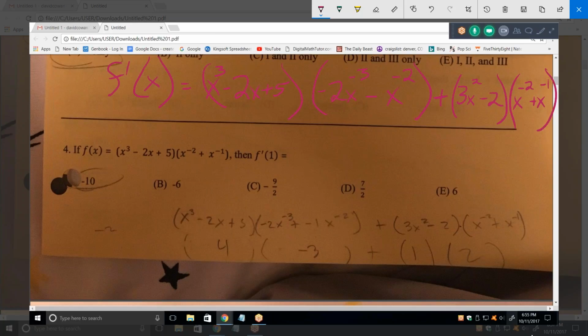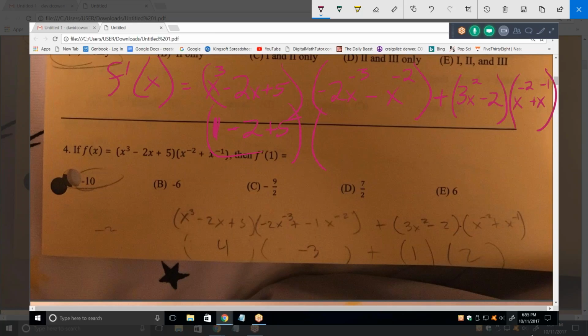Yeah, and then you just plug in 1. What do we get? We get 1 minus 2 plus 5. Oh, and I had a question. When you have a negative power, what do you do? I know how to plug it into a calculator, but I don't know how to actually do it. I'll show you. All I'm doing is plugging in 1 wherever I see x.